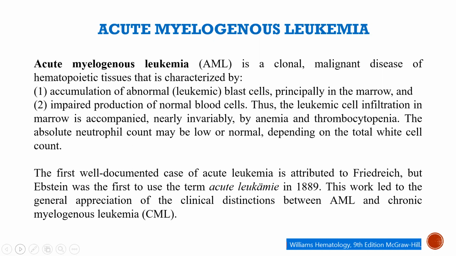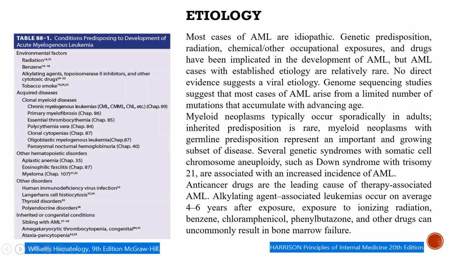The first well-documented case of this disorder is attributed to Friedreich, but Epstein was the first to use the term acute leukemia in 1889. This work led to general appreciation of the clinical distinction between acute myelogenous leukemia and chronic myelogenous leukemia. Most of the cases are idiopathic, but genetic predisposition, radiation, chemical or other occupational exposures, and drugs have been implicated in the development of this disease. But cases with established etiology are relatively rare. No direct evidence suggests a viral etiology.